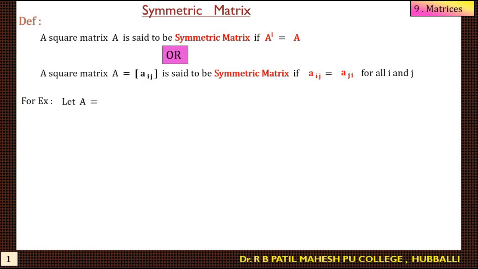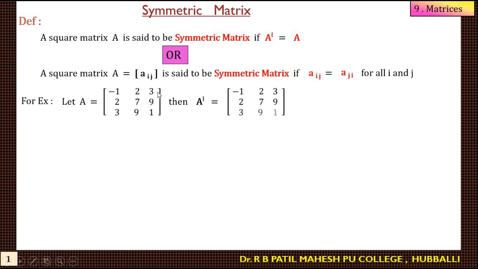For example, let A be the square matrix with rows minus 1, 2, 3; 2, 7, 9; 3, 9, 1. Now if I find A dash, see here, minus 1, 2, 3 column wise; if I write 2, 7, 9 as the second column, and 3, 9, 1 as the third column, here you can see that A dash is the same as A only. The matrix is not changed. That means A dash is equal to A. So therefore, we can say here that A is a symmetric matrix.